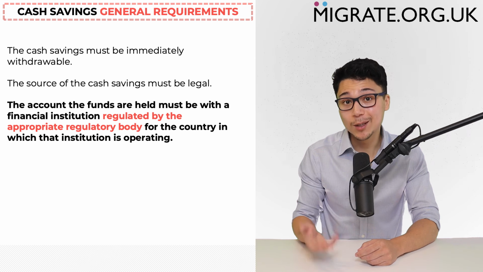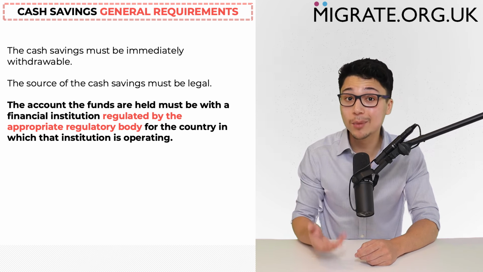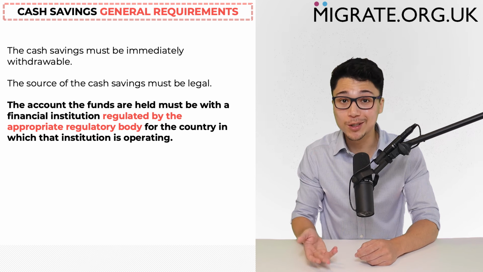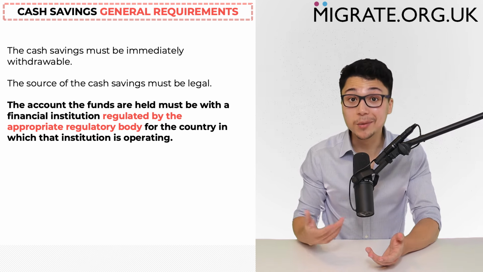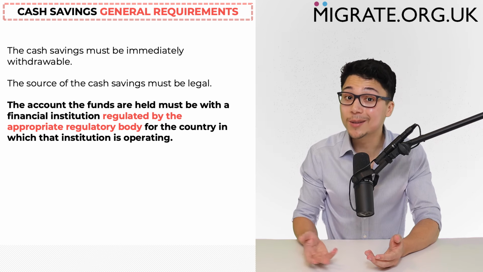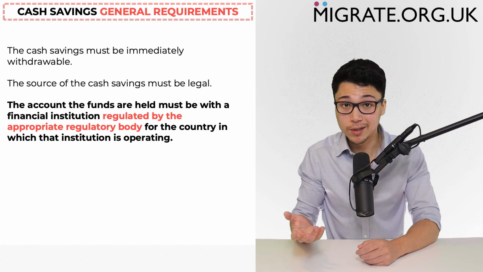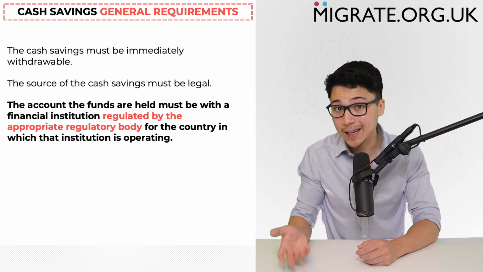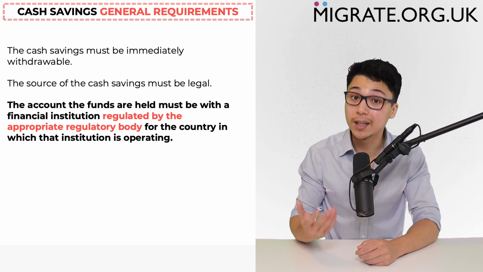The account the funds are held with must be a financial institution regulated by the appropriate regulatory body for the country in which the institution is operating. In the UK, this is the Financial Conduct Authority, otherwise known as the FCA, or the Prudential Regulation Authority, otherwise known as the PRA. The Home Office doesn't list the relevant bodies for the other countries, so if you're relying on an overseas account, it will be your responsibility to ensure that the relevant body is an appropriate regulatory body.